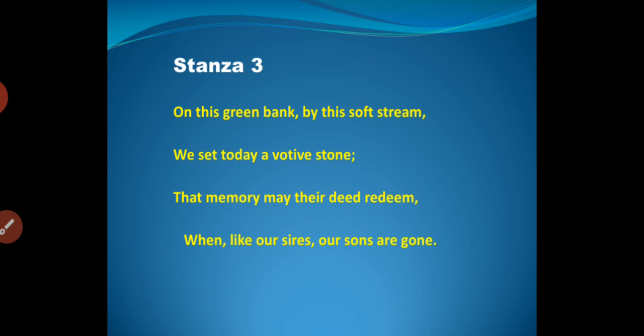Third stanza. On this green bank, by this soft stream, we set today a votive stone. That memory may their deed redeem, when, like our sires, our sons are gone. The third stanza reflects further on remembering those who are worthy of remembrance. The serene, calm imagery associated with this green bank by this soft stream indicates that the battling and brutality have passed, and it is now time for remembrance and appreciation.